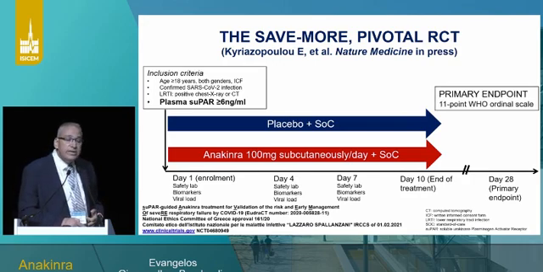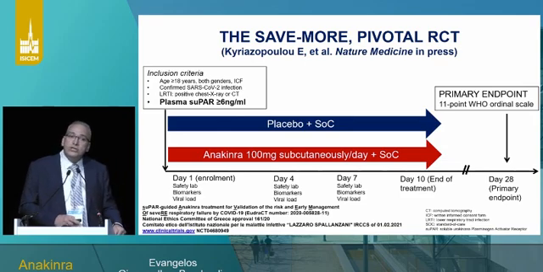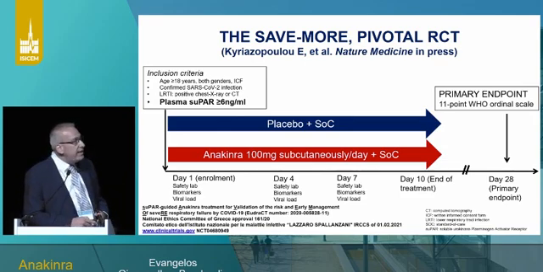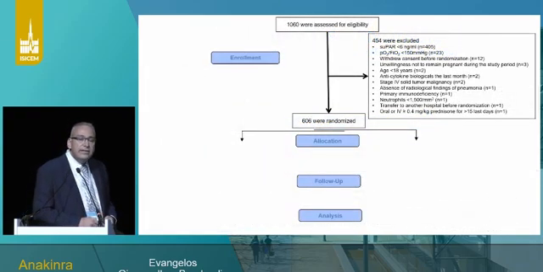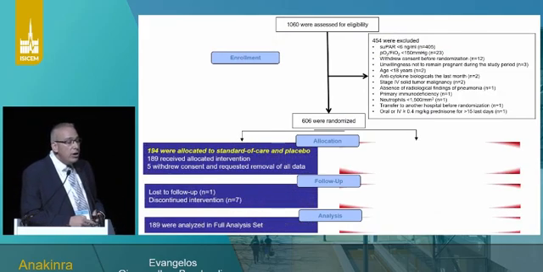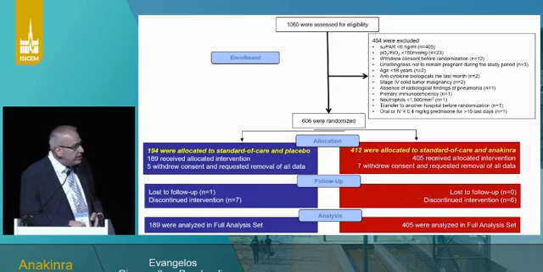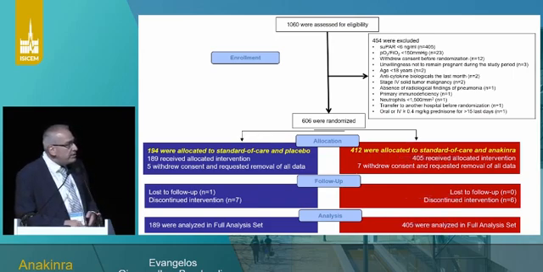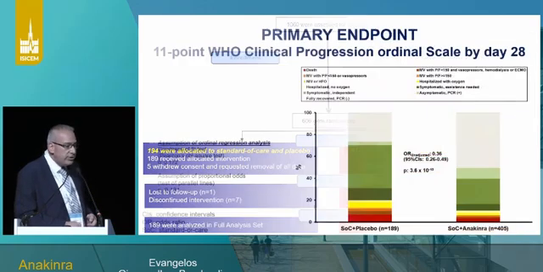And the primary endpoint that I was given by the Covid19 was the 11-point WHO ordinal scale. I want to make clear that this has been accepted for publication at Nature Medicine, and it will appear in the next coming days. This is the flow chart of our study. We had in the full analysis set 189 patients allocated to treatment with standard of care and placebo, and 405 patients allocated to treatment with standard of care and anakinra.